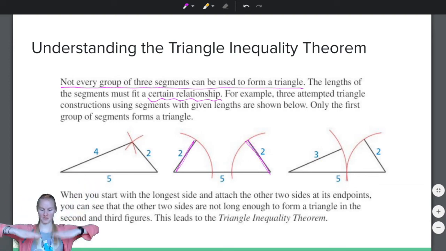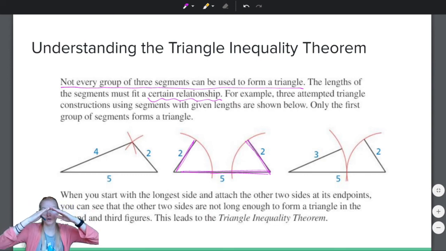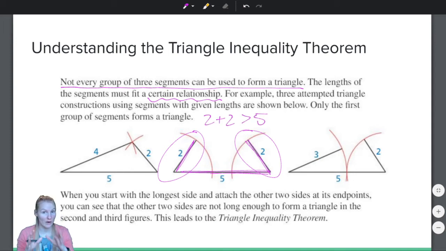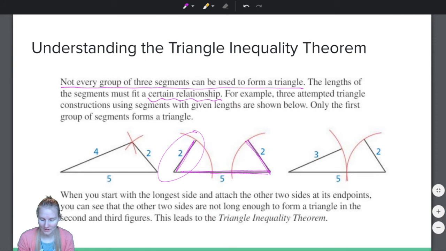The tips of my fingers will never meet if I rotate my arms from this distance. So this side, the side length 5, would need to be shorter in order for my fingertips to be able to touch. And you can see that if I add these two sides together, it should be greater than 5 in order for me to have a triangle, but 4 is not greater than 5. So that's why this example does not work.